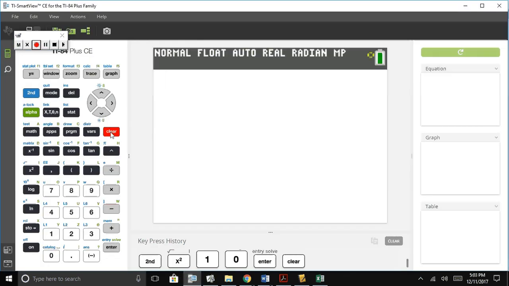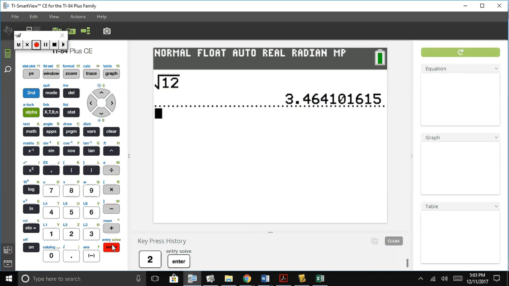To demonstrate again, we're going to have the same thing. If I put the square root of 12 in here, I'll get 3.464 something. And if I do 2 square root 3, I get the same exact thing.